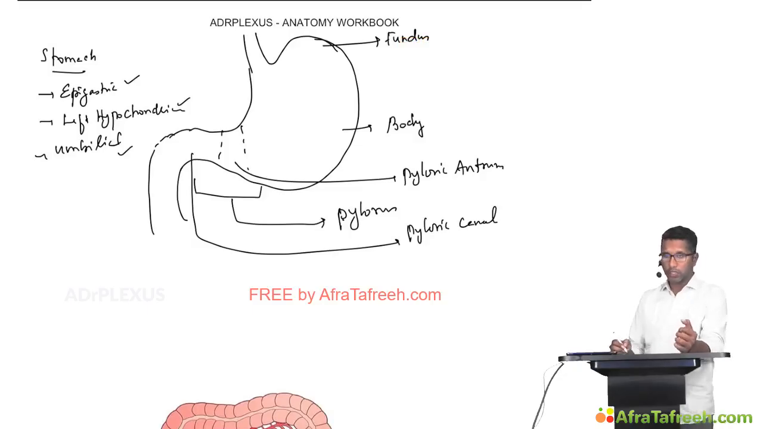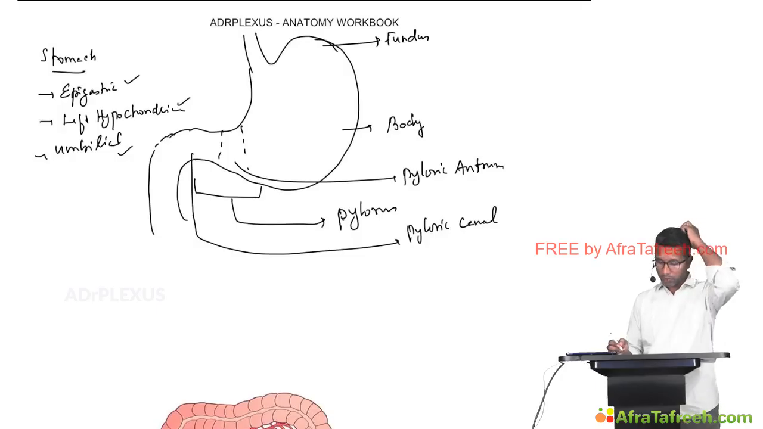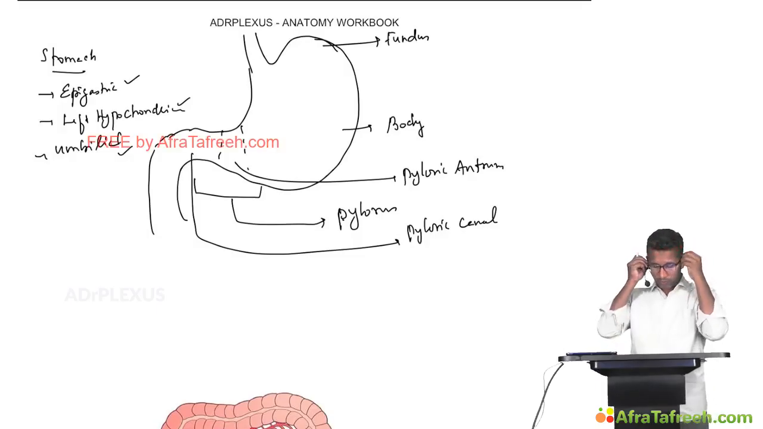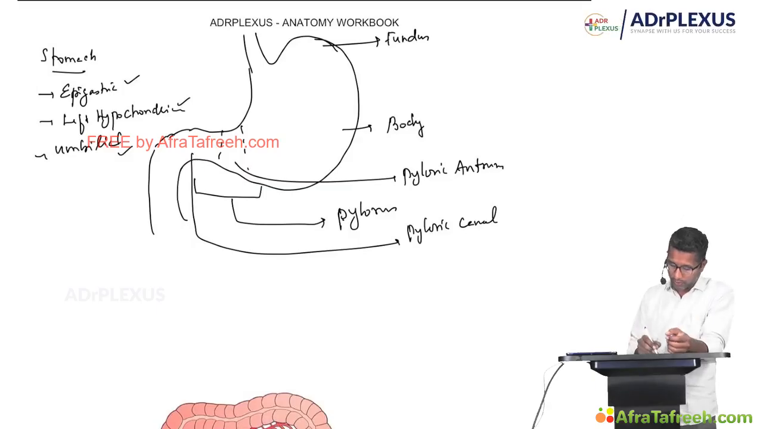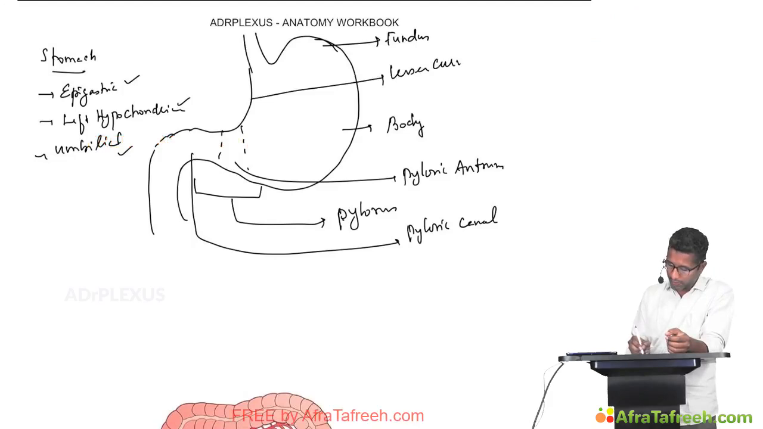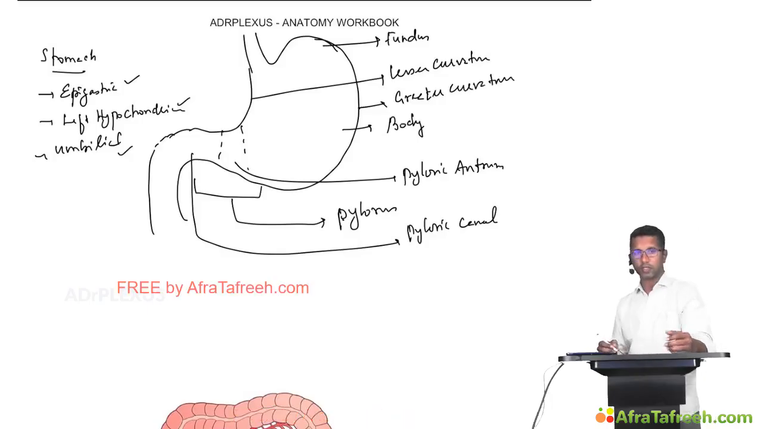Now there are 2 important curvatures for the stomach. The number 2 is very lucky for the stomach. One is called the lesser curvature of the stomach, and the other is called the greater curvature of the stomach.